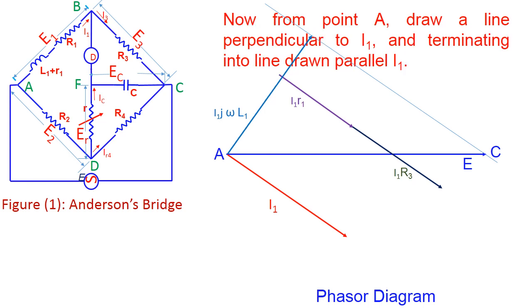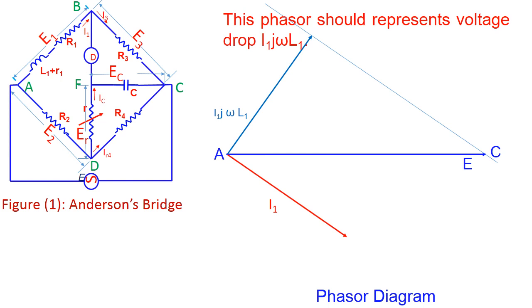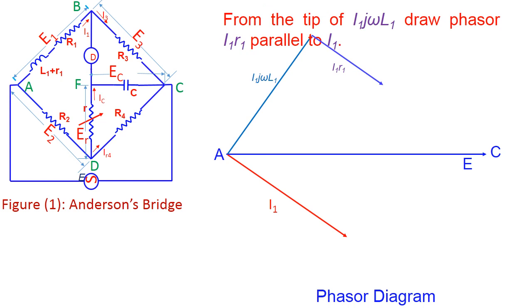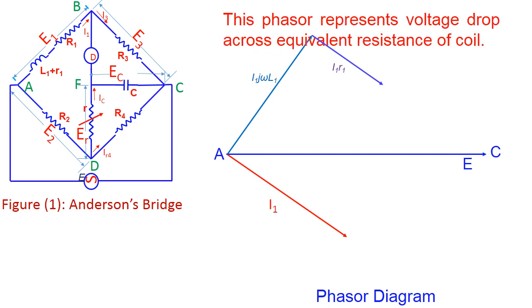Now, from point A, draw a line perpendicular to I1 and terminating into the line drawn parallel to I1. This phasor should represent voltage drop I1 j omega L1. Now, from the tip of I1 j omega L1, draw a line representing phasor voltage drop I1 r1 parallel to I1. This phasor represents voltage drop across equivalent resistance of the coil.